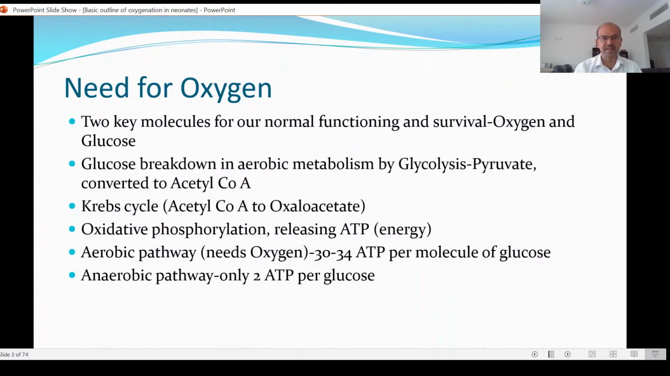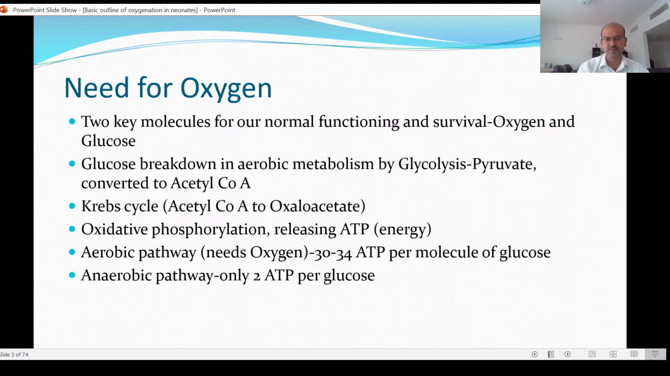The glucose breakdown in the aerobic metabolism pathway starts with glycolysis, where you have a pyruvate generated, and this pyruvate is broken down to acetyl-CoA as it enters the mitochondrion. It enters the Krebs cycle, where the acetyl-CoA is converted to oxaloacetate. In the process, it releases NADH, which enters the oxidative phosphorylation.